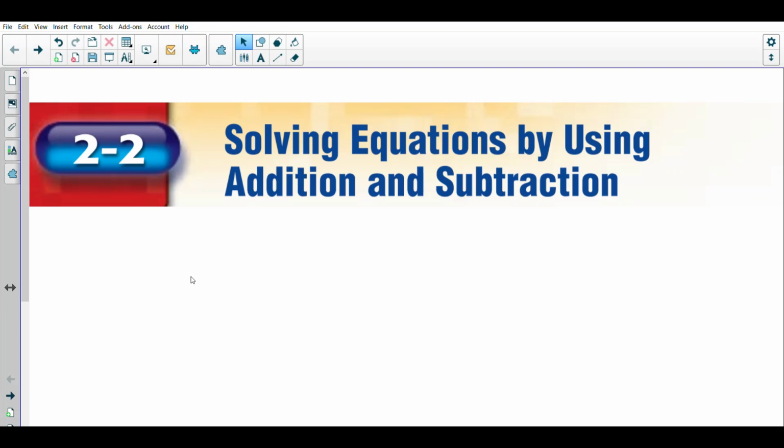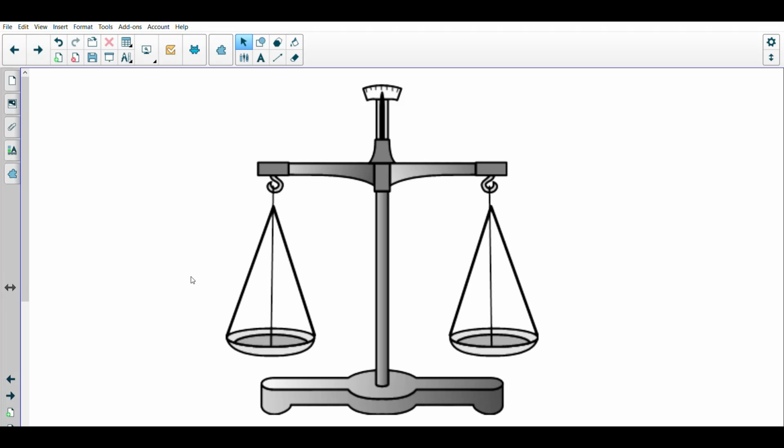Today we're going to look at section 2-2, solving equations by using addition and subtraction. We're going to start with the basic rules. When we look at an equation, we always have to remember the equal sign is the balance beam. We got to keep both sides balanced, just like a scale: if you take something off one side, you have to take it off the other side. Always keeping things balanced is what we're looking to do.